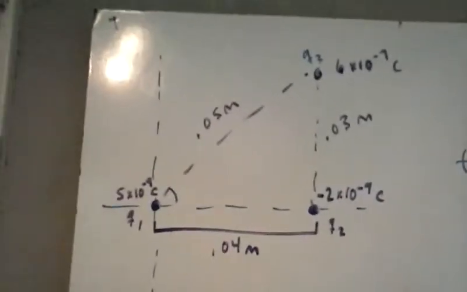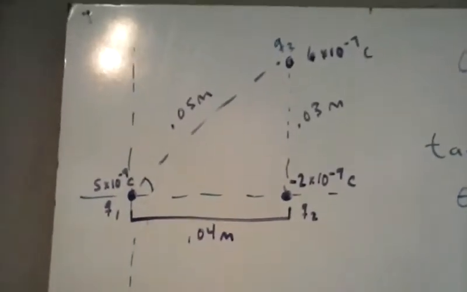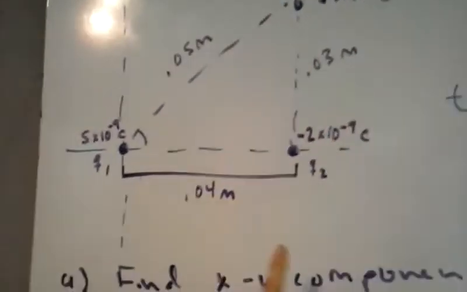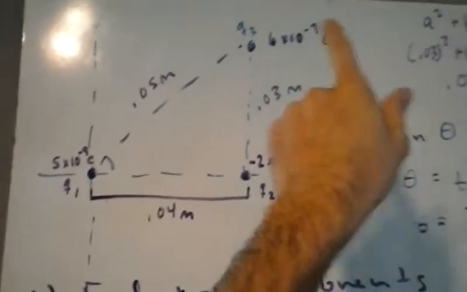All right, this is homework 2, problem number 2. We start off with our pictorial diagram. And so we have our 3 charges, Q1, Q2, and Q3, and the distance between them. We're given 0.04 and 0.03.